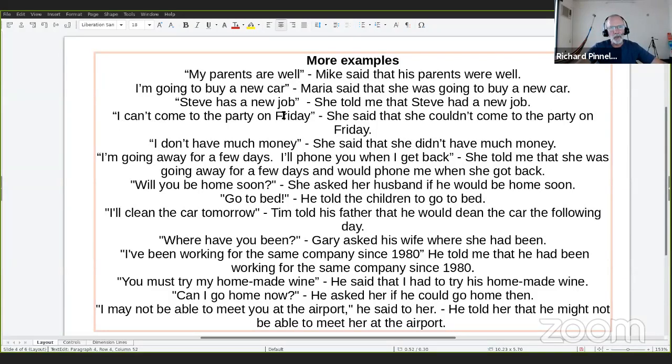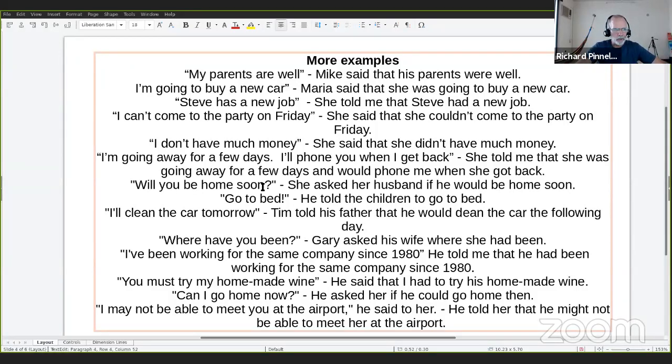I can't come to the party on Friday. She said that she couldn't come to the party on Friday. I don't have much money. She said that she didn't have much money. I'm going away for a few days. I'll phone when you get back. She told me that she was going away for a few days and would phone me when she got back. So this is more complicated because we've got 3 or 4 verbs in there. We need to change all the verbs.